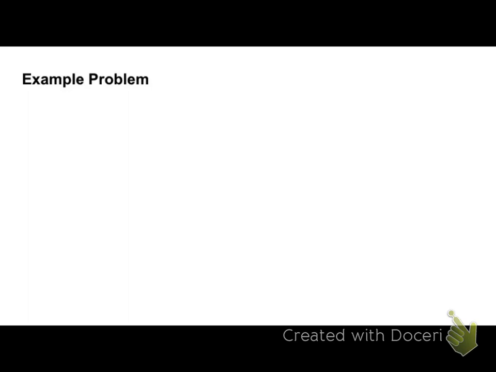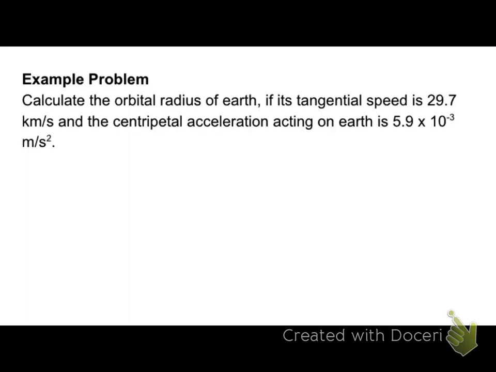Here's our first example problem of the day. You're going to calculate the orbital radius of Earth if its tangential speed is 29.7 kilometers per second and its centripetal acceleration, the acceleration acting on the Earth, is 5.9 times 10 to the negative third meters per second squared. So you can use that first formula that we got, plug in the values we know, and solve for what we do not.